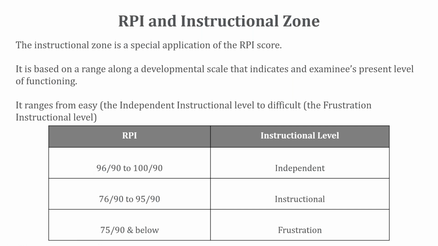So the instructional zone is another special application of the RPI score. For each range of RPIs, you can also identify where that falls in terms of instructional level for the student. So if you have a student that earned an RPI of 76 over 90 to 95 over 90, that is what we would consider that instructional sweet spot. They're going to be able to access that information, but it's still going to be challenging for them. If you get below that 75 over 90, you're hitting them at a frustrational level.